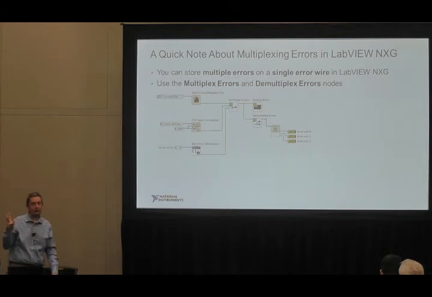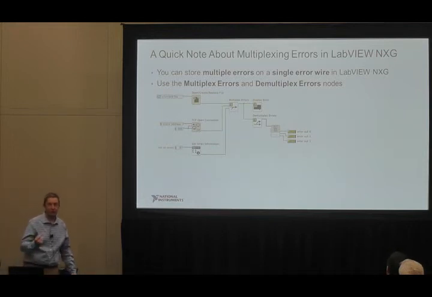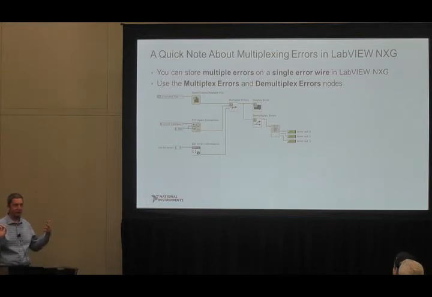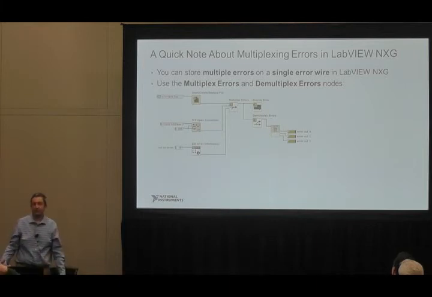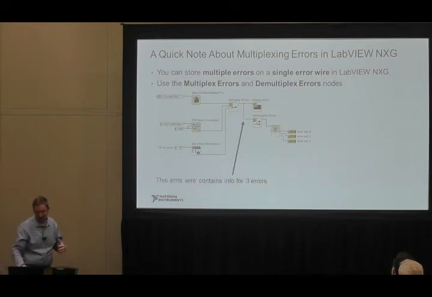I take all 3 of their errors and wire them into this new VI in NXG called Multiplex Errors. Notice that VI has a single error cluster output. So on a single error cluster wire, we have now stuck 3 errors worth of information on that wire. And so now notice, I then take that wire and I wire it down into demultiplex errors. That gives me an array of errors that I can then pull out and check it out.